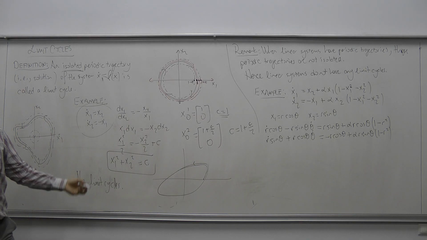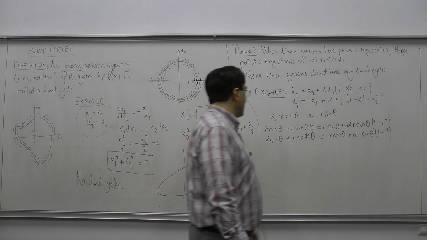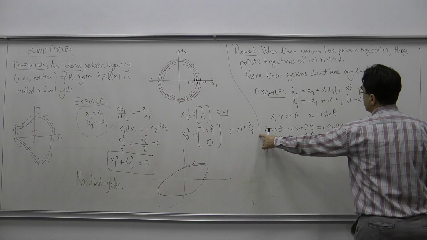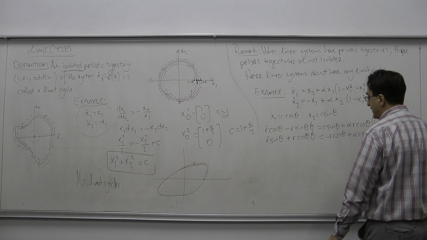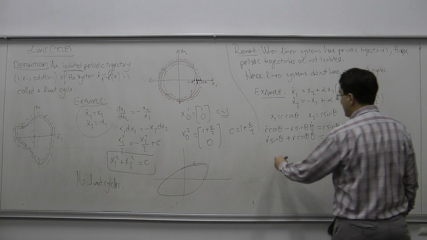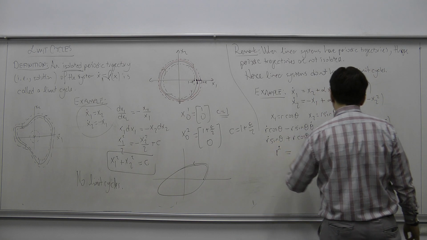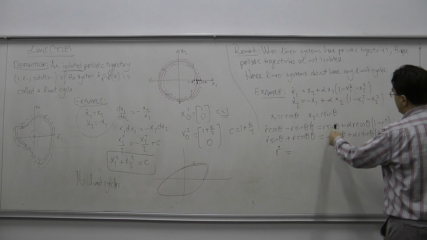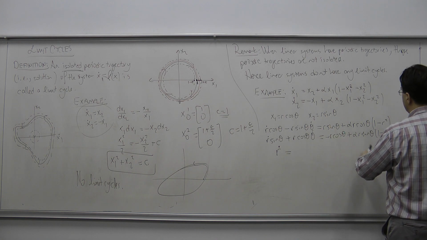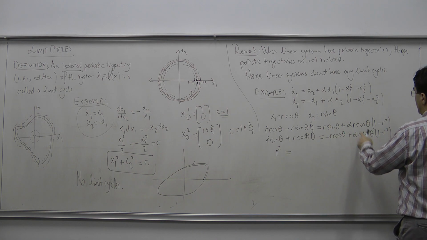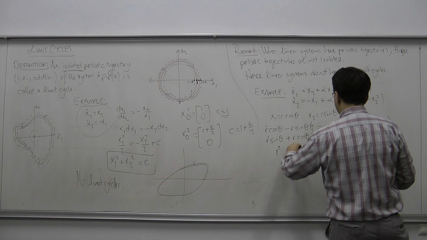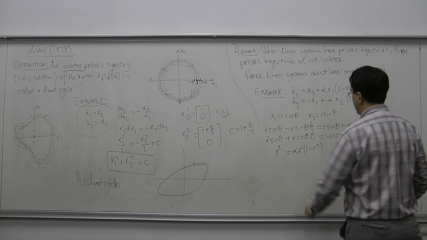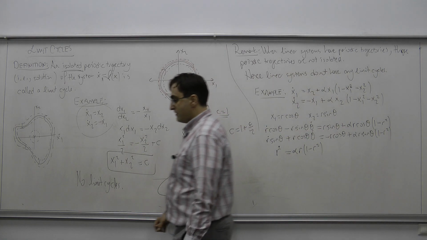So now let us try to extract the equation for r. Multiply the first equation by cosine theta, multiply the second equation by sine theta, and sum. Then that is going to give me r dot is equal to, these terms are going to cancel, but these terms are not. Then that is going to be alpha r (1 minus r squared).